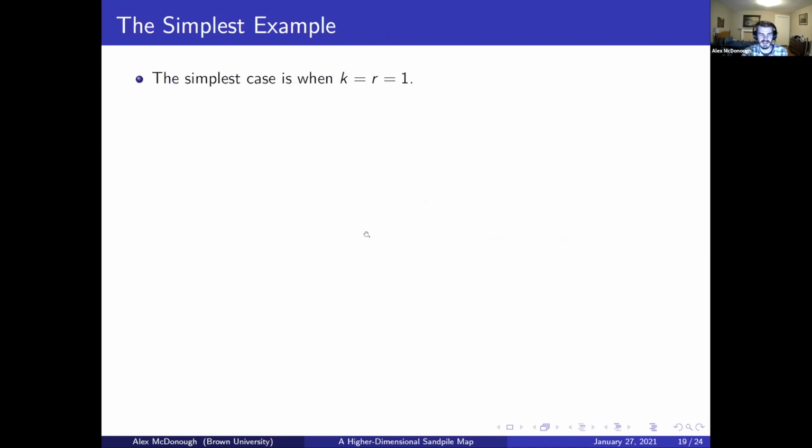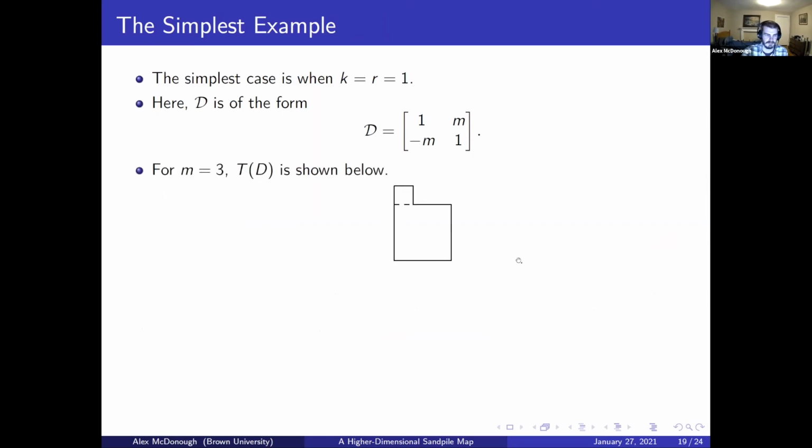The simplest case is when K and R are both equal to 1. In that case, our identity matrix is just 1, and then we have some equal number on the opposite diagonal that's positive in one place and negative in the other. And if we want to draw our tile, it's going to look like this, where the origin is where the hand is right now. And we have our two parallelepipeds. One is generated by (1,0) and (0,1), and the other by (m,0) and (0,-m). It's just whether you make the side below the line or above the line be 0.